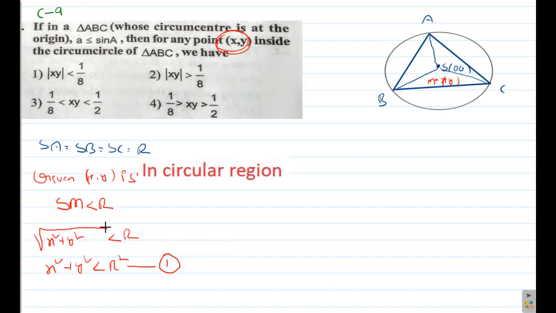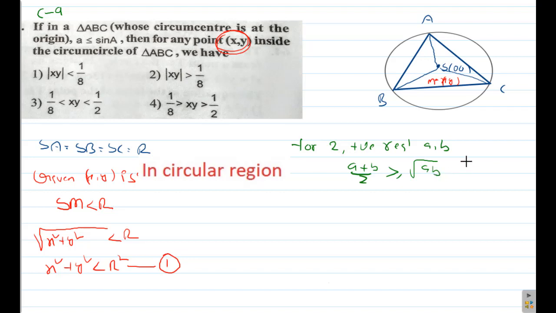But actually what you want is a relation between x and y. You don't want x square plus y square. So what the problem is saying is that you need to use the AM-GM inequality for two positive reals a, b: a plus b by 2 is greater than or equal to root ab.